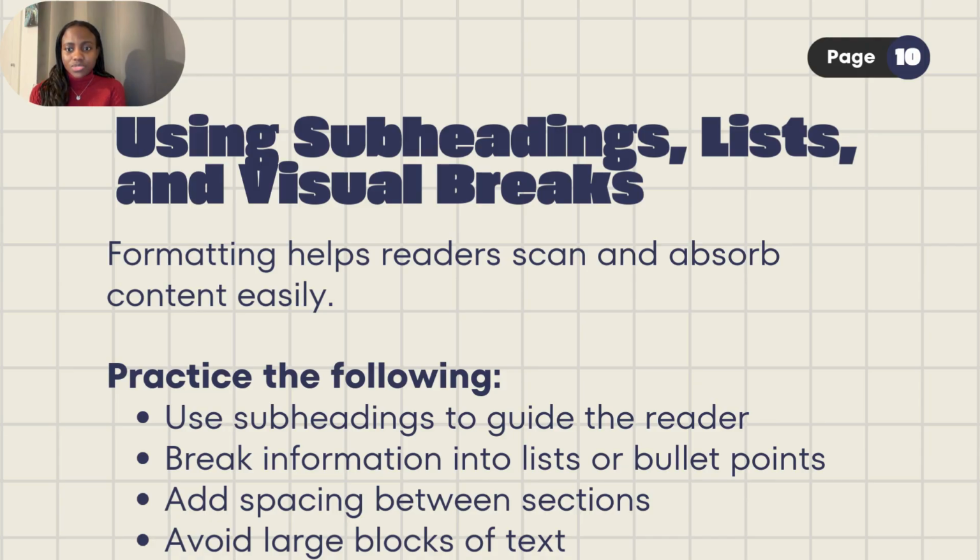Look at this slide for instance. Imagine me using commas in everything. Use subheadings to guide the reader, comma. Break information into lists or bullet points. It might confuse you. So learn to break information into lists or bullet points. Add spacing between sections. You see how easy it is for you to understand what you're seeing before you on this slide? It is because of spacing. So learn to add spacing between sections.